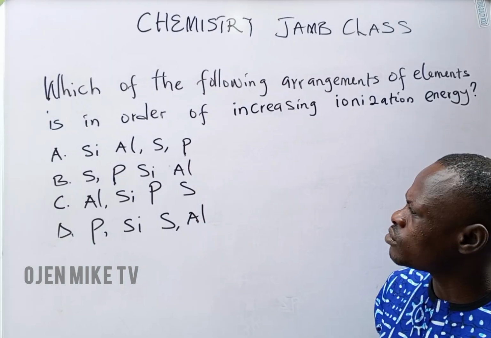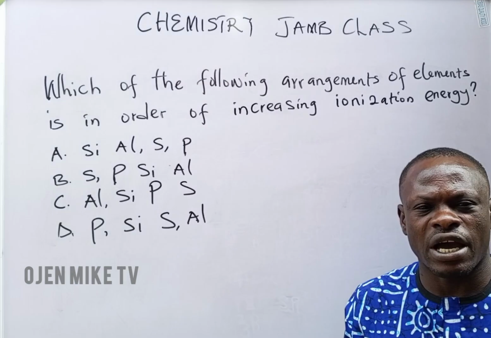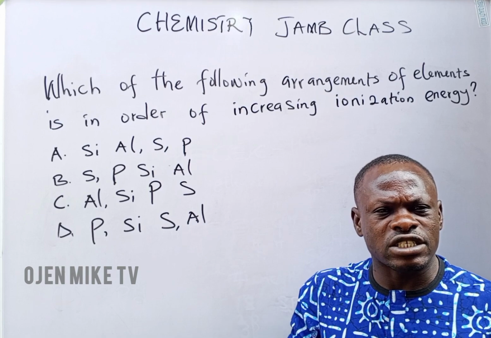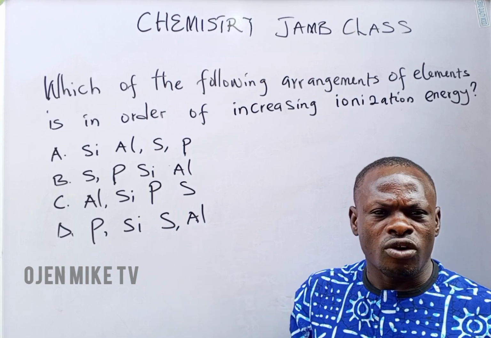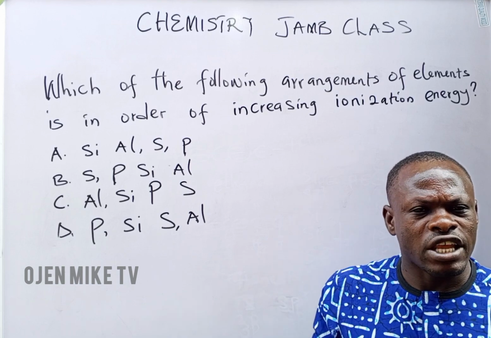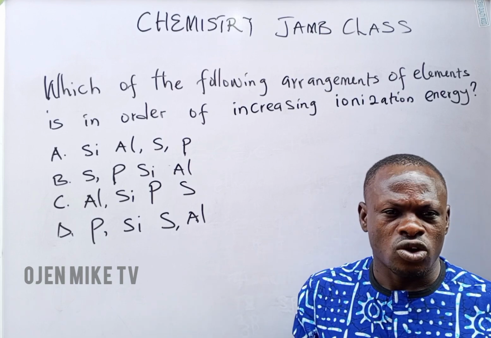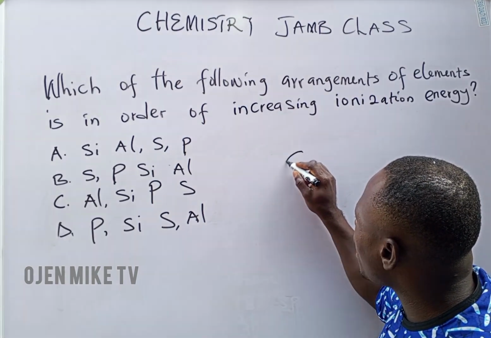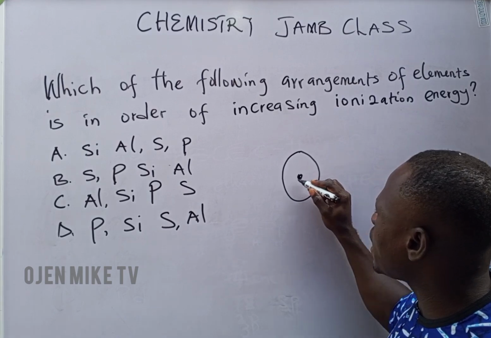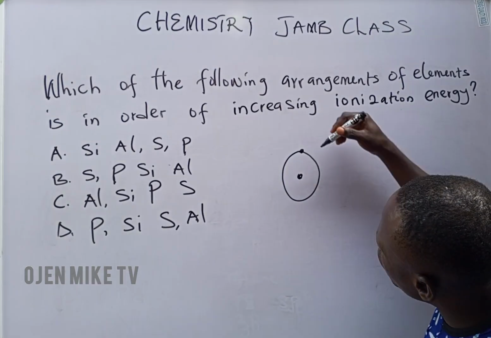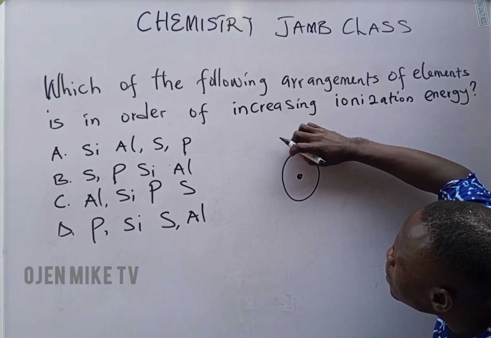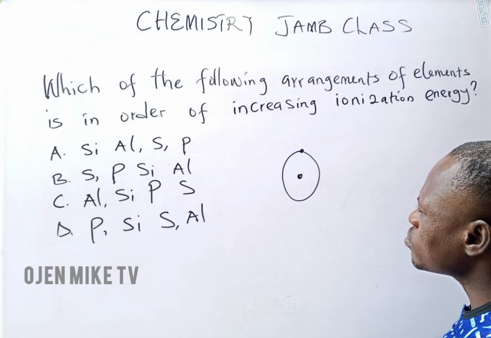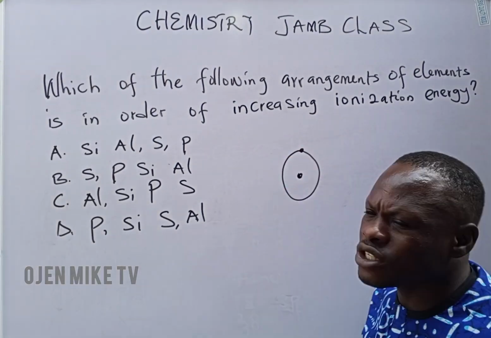Now let's look at this quickly. What do you understand by ionization energy? Ionization energy simply means the amount of energy that is required to remove an electron from the outermost shell of an atom. We have an atom like this, we have an electron here. So the amount of energy that you will require to remove this electron is what we call ionization energy. And now they are asking for increasing ionization energy.